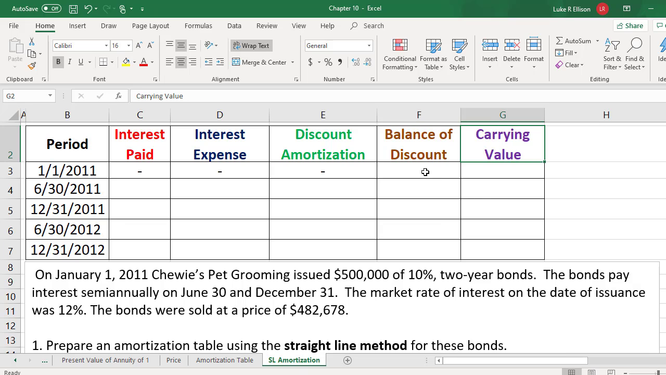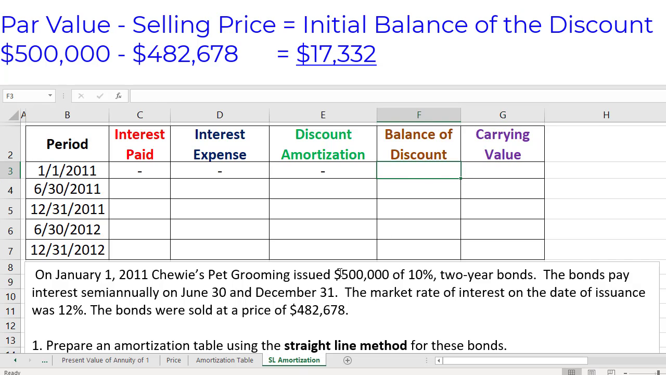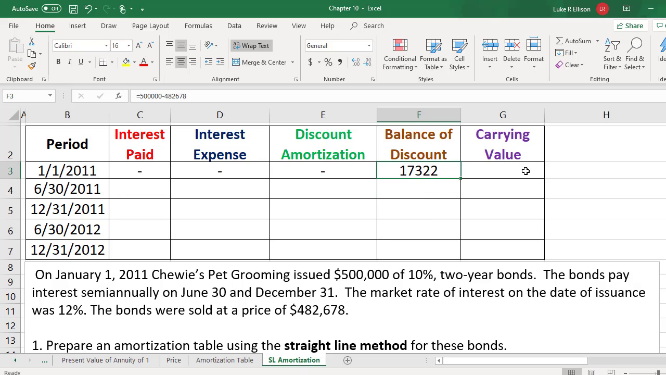So let's first start with the balance of the discount. The discount starts at, well, the par value minus the selling price. So if we take the par value of $500,000 and we subtract the selling price, which is $482,678, we get a starting discount of $17,322. To find the starting carrying value, well, that's easy. It's just going to be the same thing as the price. No calculation needed. So that's $482,678.